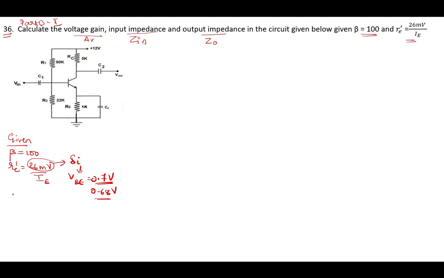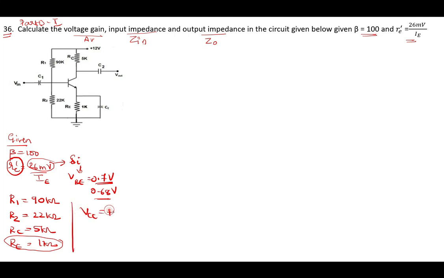Then what are the other details? We can take them from the circuit. R1 is given as 90 kilo ohm. R2 is given as 22 kilo ohm. RC, that is the collector resistor, is given as 5 kilo ohm. RE, the emitter resistor, is 1 kilo ohm. This emitter resistor is the DC resistor, whereas the transistor emitter resistor is the AC resistor. Along with this, we need VCC, which is equal to plus 12 volt. So we have taken all the given details. With this, we will proceed.